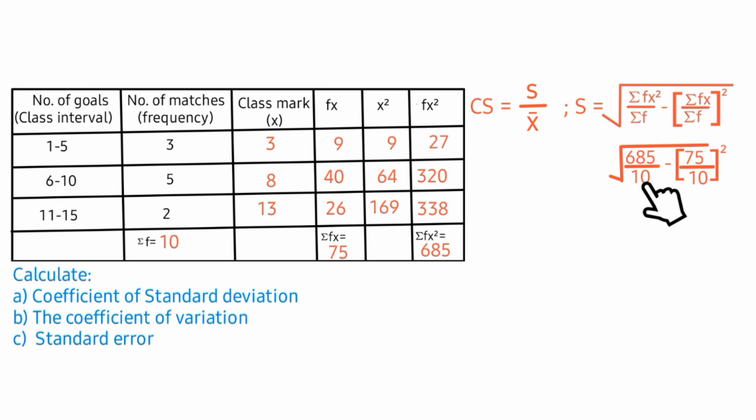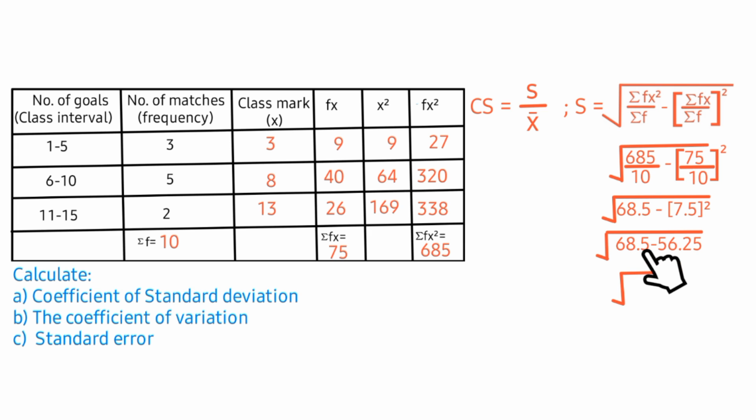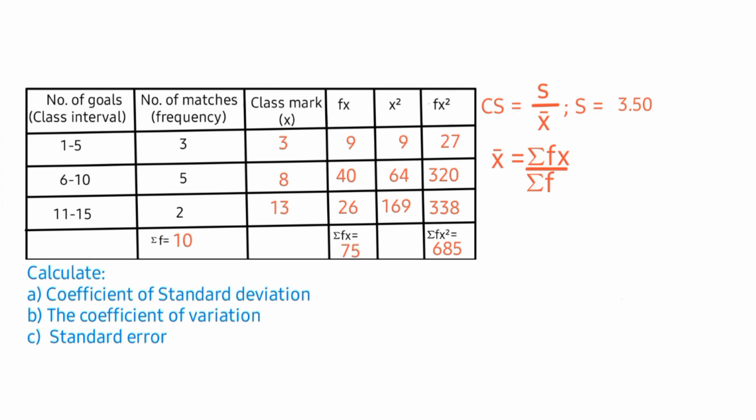685 divided by 10, 75 divided by 10, 68.5 minus 7.5 square. So 68.5 minus 56.25, square root of 12.25. So our standard deviation value is 3.50. Remember, we said the coefficient of standard deviation formula is standard deviation divided by mean. And we've gotten the value for standard deviation.